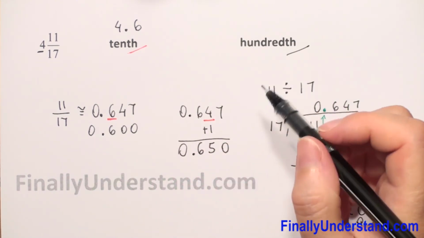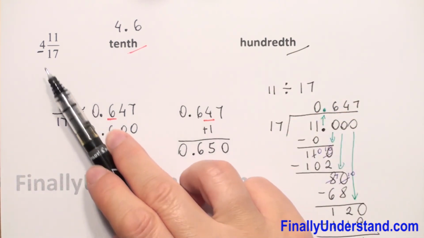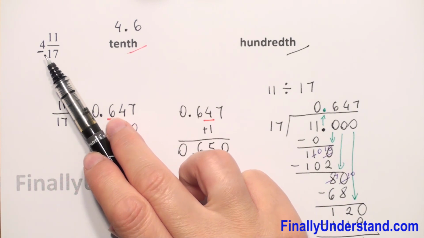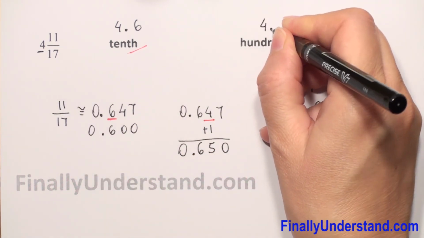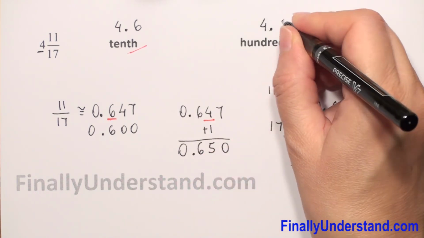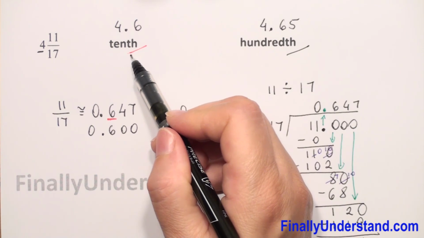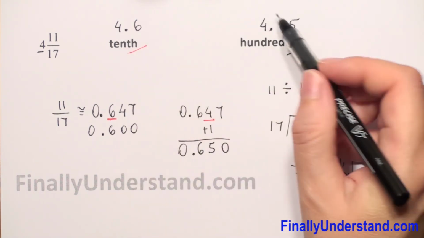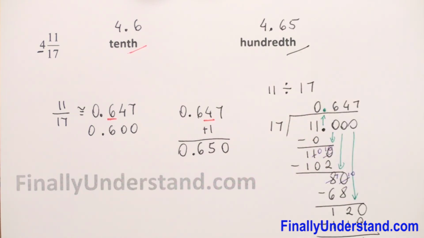So what we get when we round to the hundredth will be 0.65. But don't forget, in this example we have a whole number. The whole number we always copy, then the decimal point, and after the decimal point we have 65. This was rounding to the tenth, 4.6. That is rounding to the hundredth, 4.65. This is my solution.